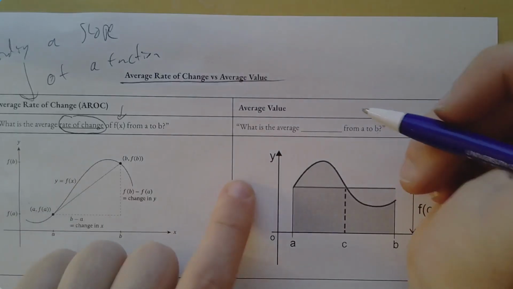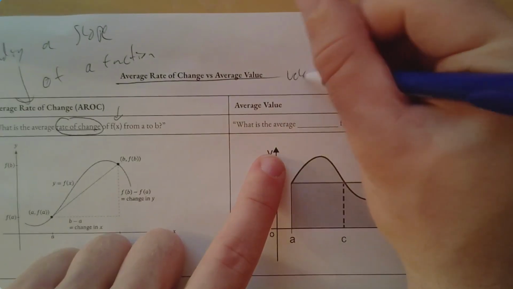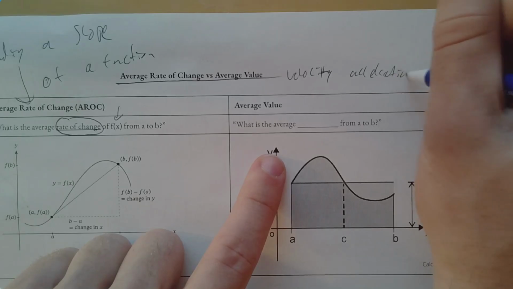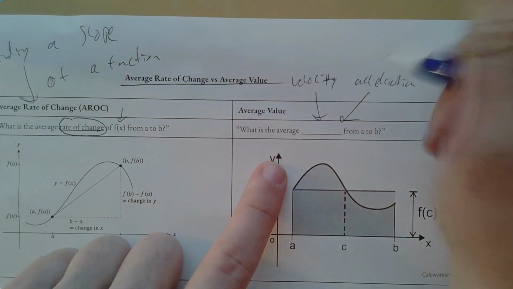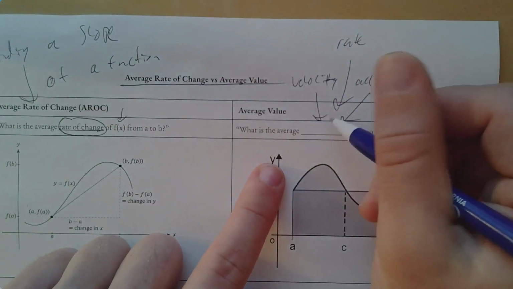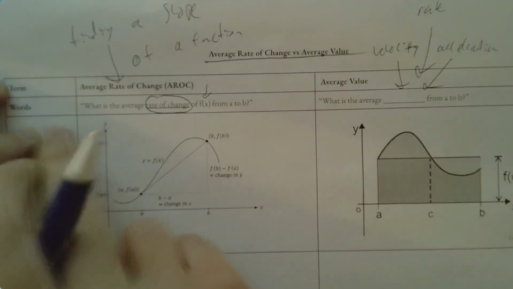Whereas with average value, it just straight up asks you what is the average blank, and it could be velocity, it could be acceleration, right? Any of these words could be in there, like rate, any of these words could be popped in there, and then you do average value. But if it's the average rate of change of velocity or average rate of change of rate, that is AROC.